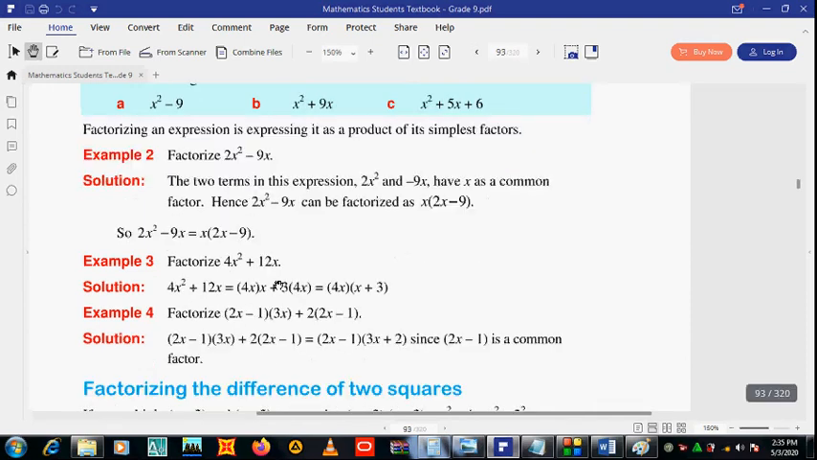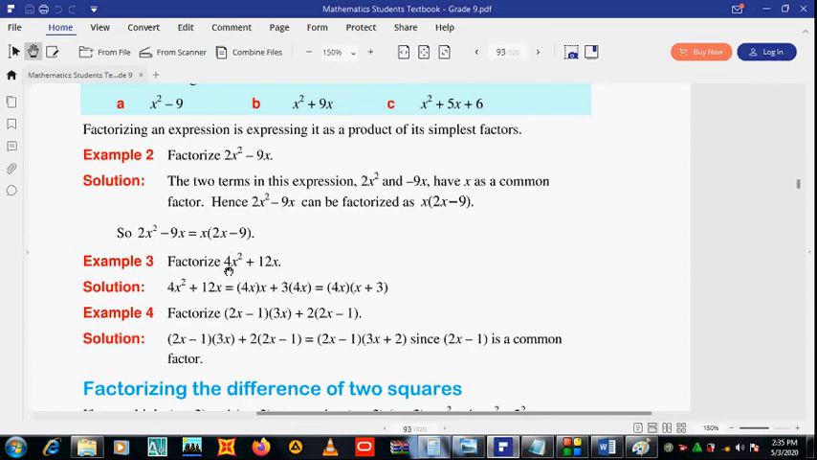Example 3. Factorize 4x square plus 12x. What is in common in this expression? We can divide both terms, 4x square by 4 and 12x by 4, or we can take 4x as common. It is very easy. You can take 4x as common, or you can divide both terms by 4.